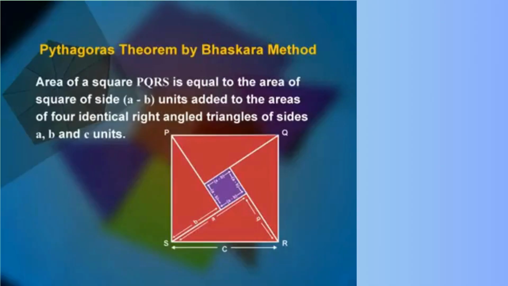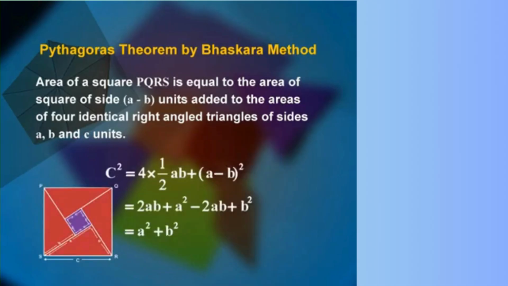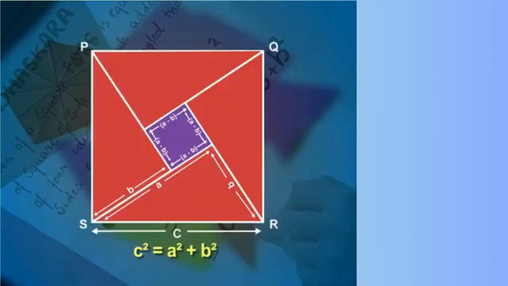Now, the area of square PQRS is C square, which is equal to 4 times the area of a right angle triangle, which is half of AB, plus A minus B whole square. After simplification, we get C square is equal to A square plus B square, which verifies the Pythagoras theorem, that is, hypotenuse square is equal to perpendicular square plus base square.